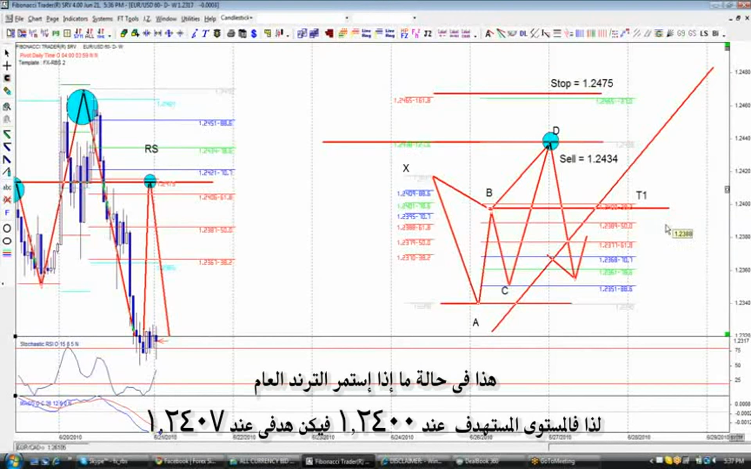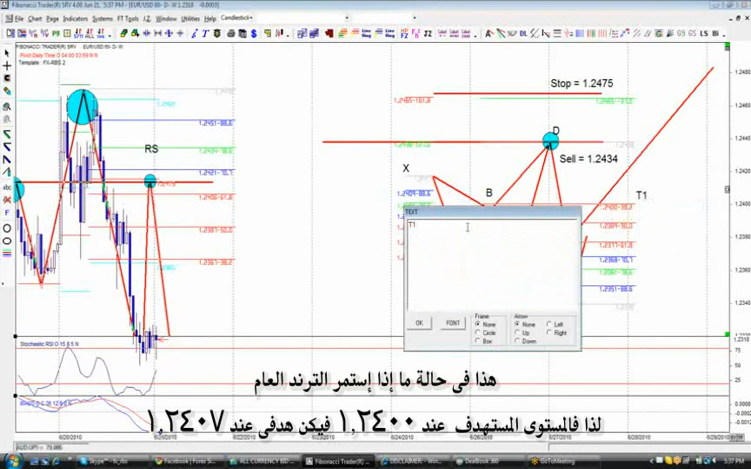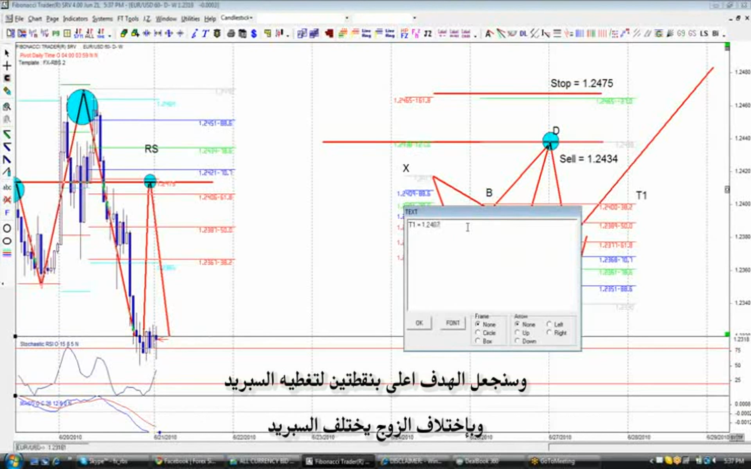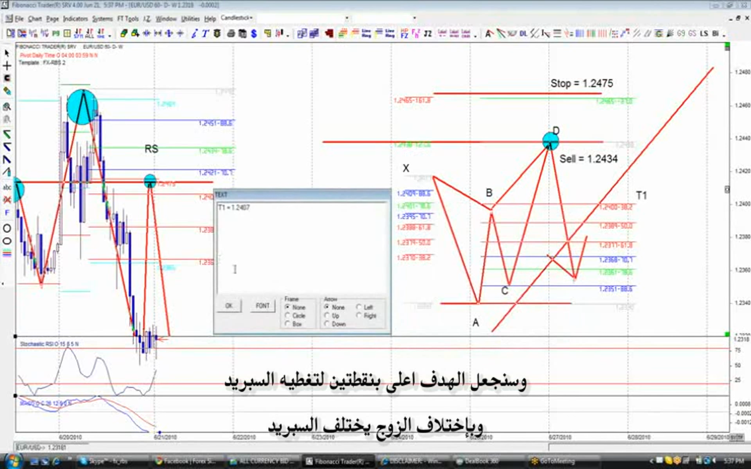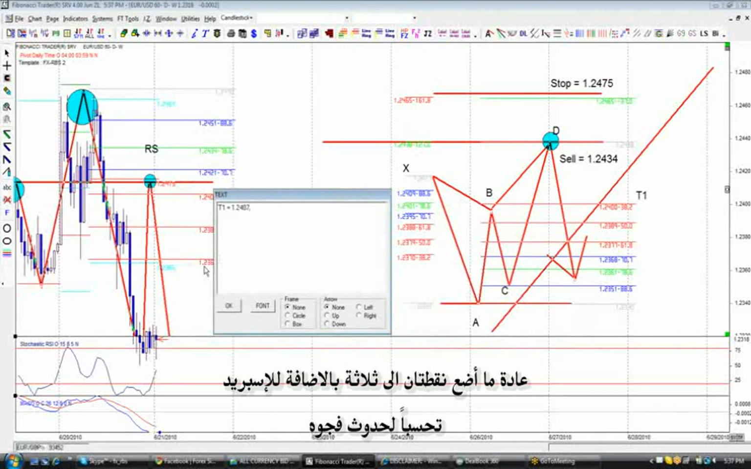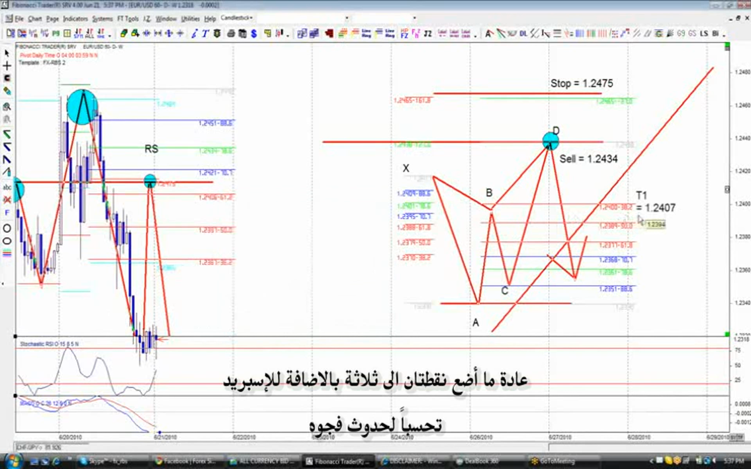In case trend continues. So my 382 is at 124.00. My target 1 would be 124.07. I always put a couple of pips above. This will cover the spread. Now different pairs might have different spread. Usually I put 2 or 3 pips above the spread just to have it as a gap, as a cushion.